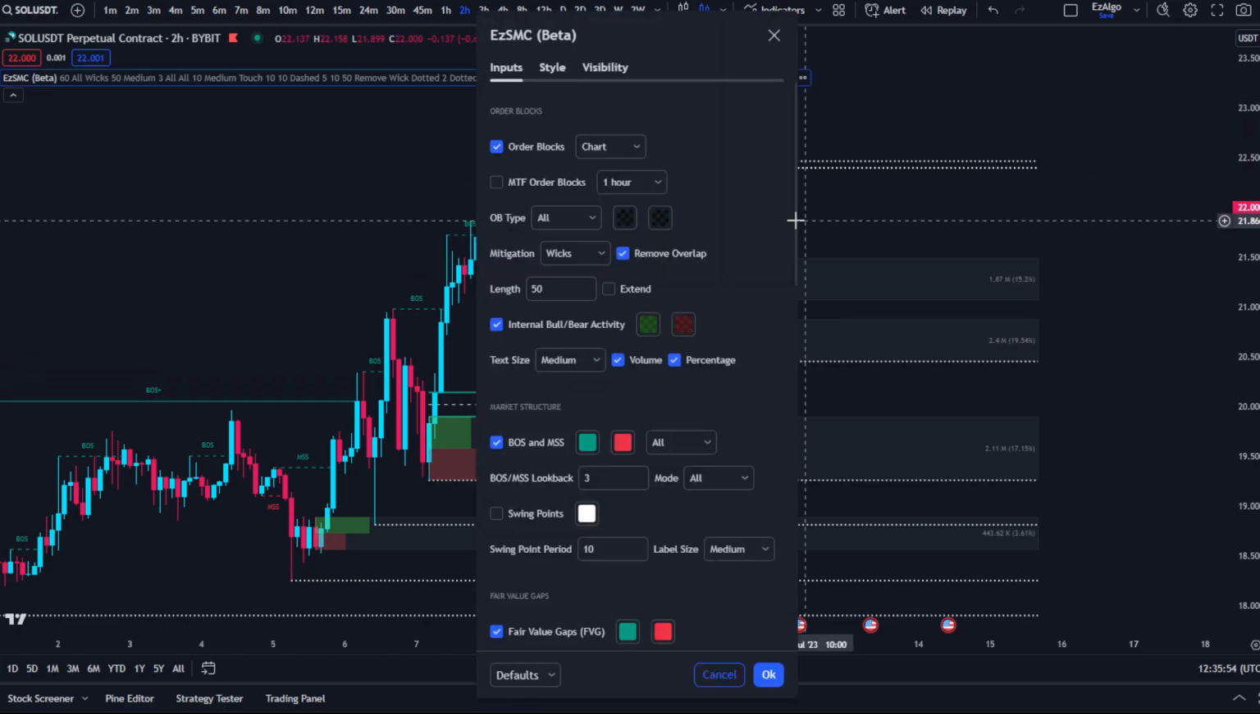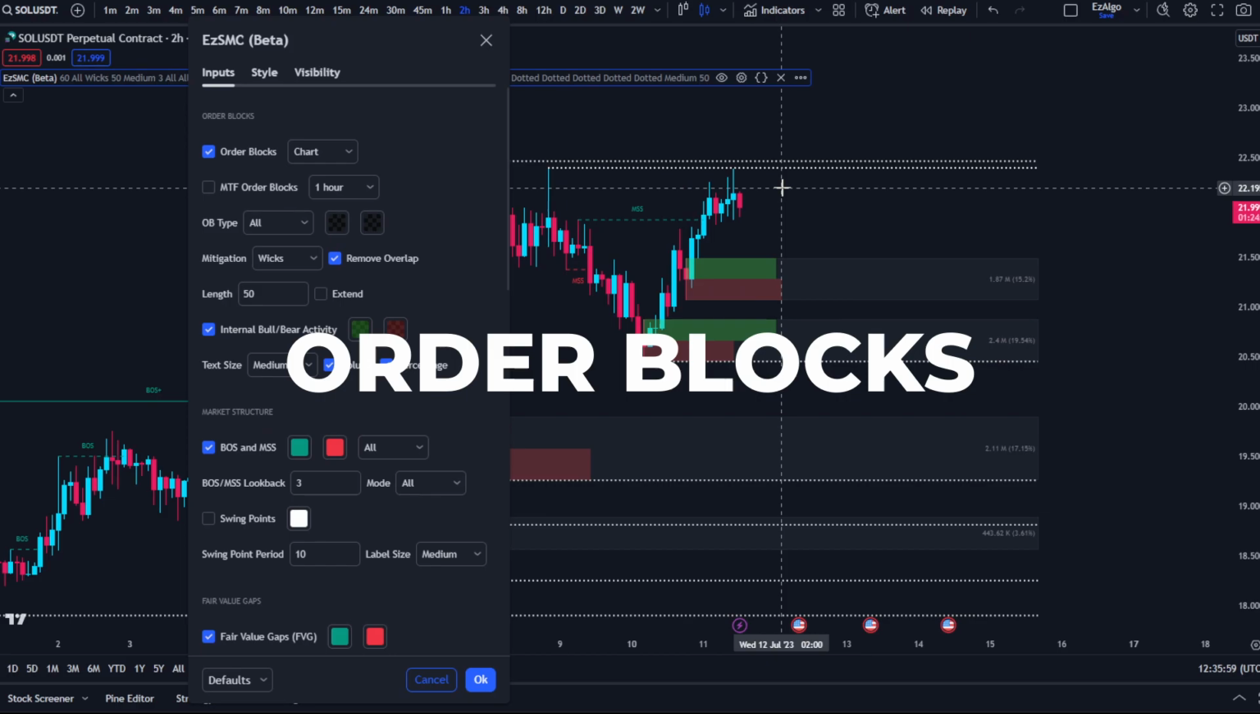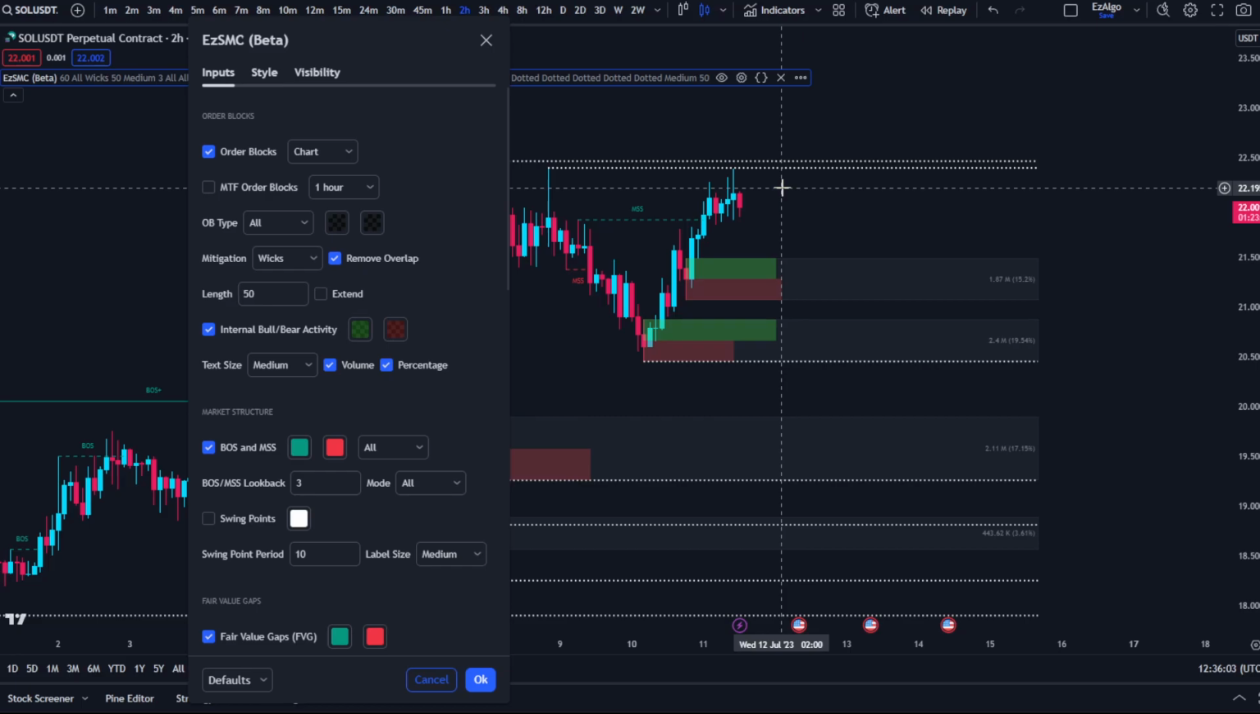Now, if we go inside the settings here, you'll see that we have order blocks, right? These are institutional order blocks showing you the exact buying and selling pressure and volume for each order block created. We've also added a multi-time frame option so you can toggle on higher time frame order blocks on a lower time frame. Now this is going to be great for confluence, right?